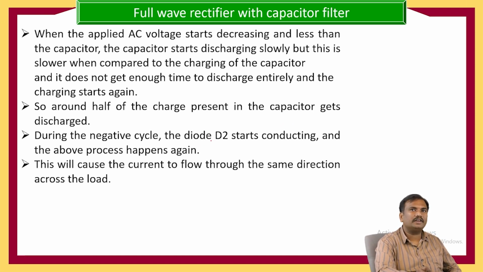During the negative half cycle, the diode D2 starts conducting and the above process happens again. This will cause the current to flow in the same direction across the load.